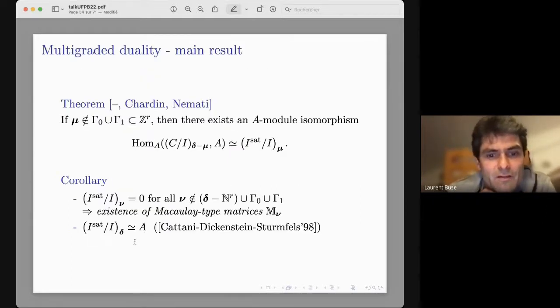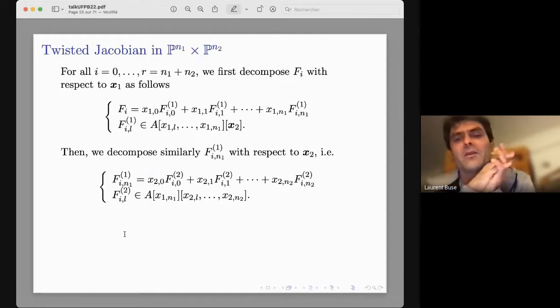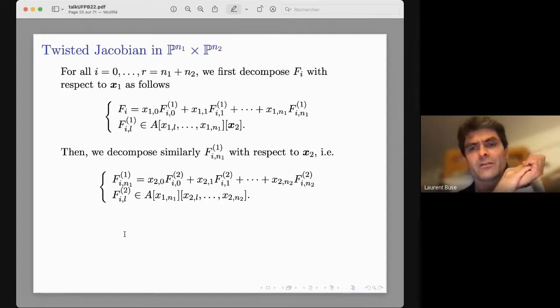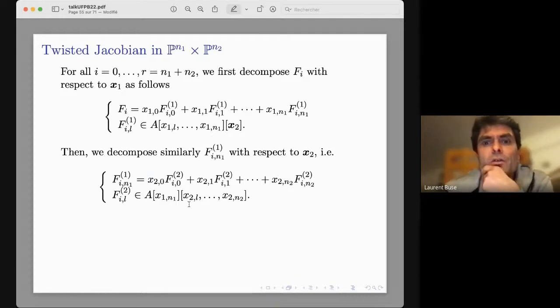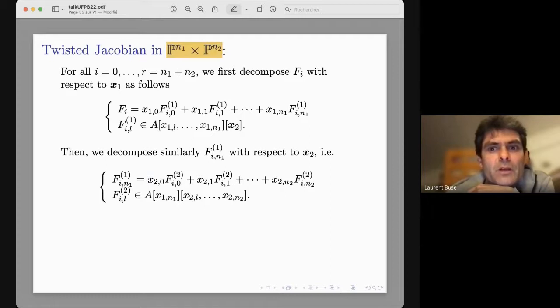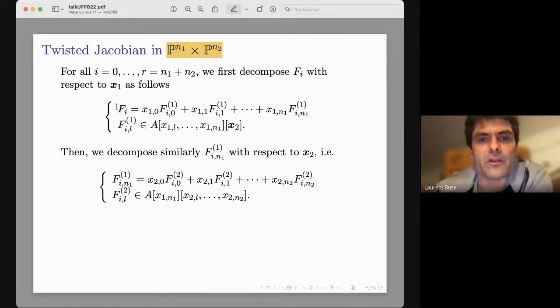Now I will describe this multigraded Jacobian that generates I sat mod I in degree delta. It's a similar decomposition, a little more technical, but very similar. To not overload the notation, I will just describe it over two copies of projective space, Pn1 cross Pn2. For the rest, it's a very natural generalization. How do we proceed? We start by considering the variables of the first P1.